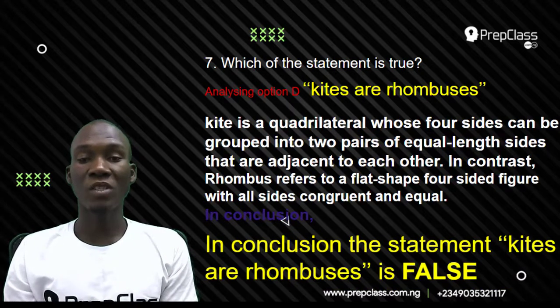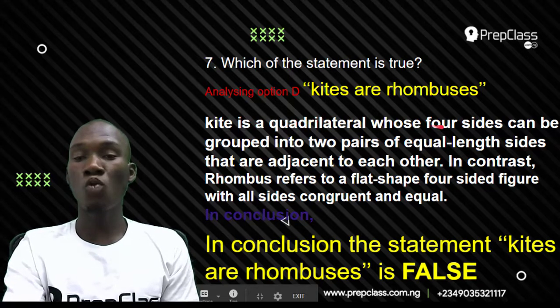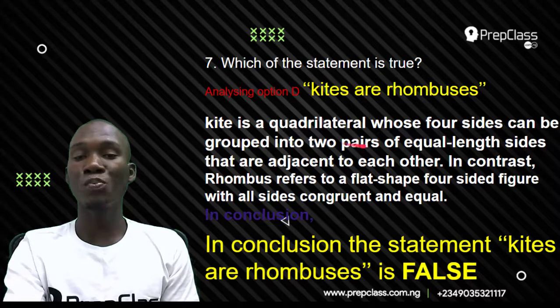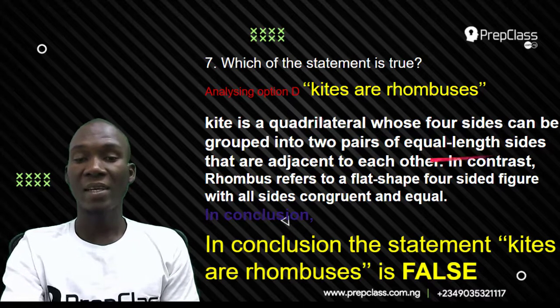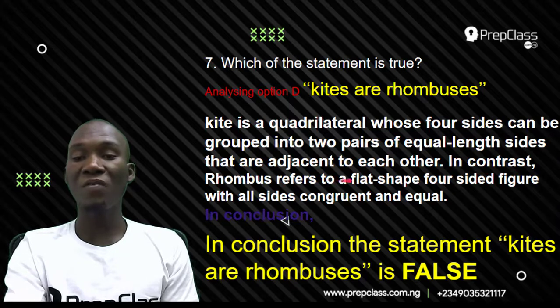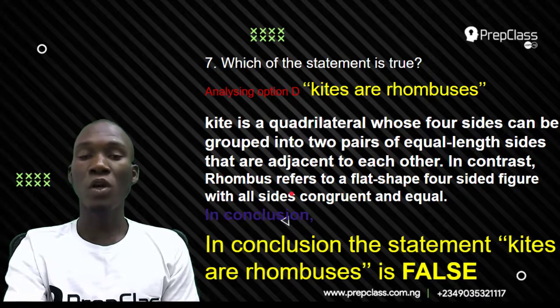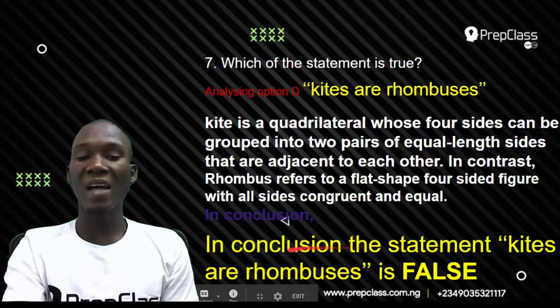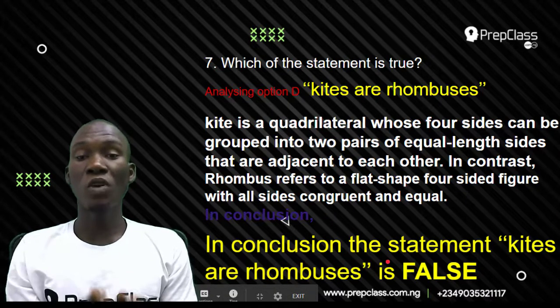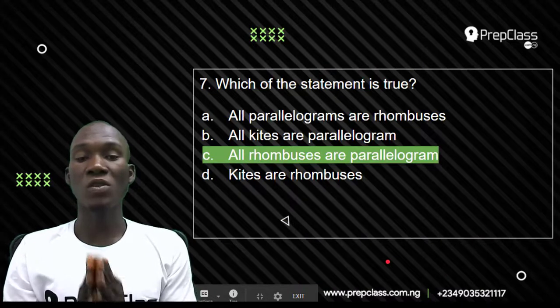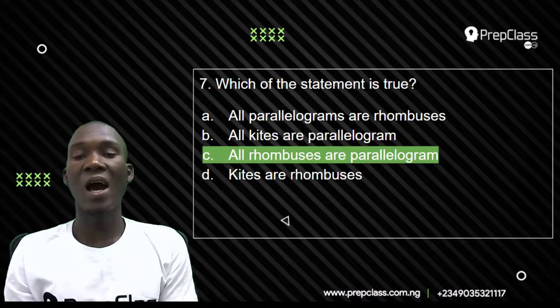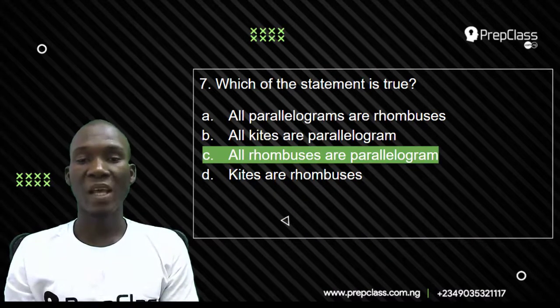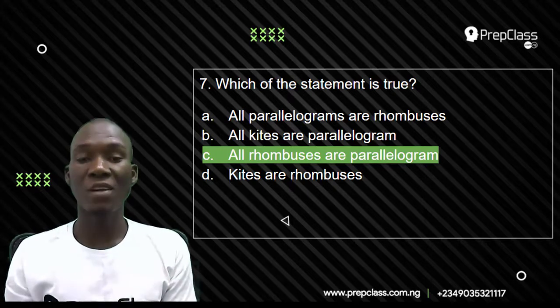Now let's look at option D. Kites are rhombuses. A kite is a quadrilateral whose four sides can be grouped into two pairs of equal length sides that are adjacent to each other. In contrast, a rhombus is a flat-shaped four-sided figure with all sides congruent and equal. So this means that the statement kites are rhombuses is false. So the only statement that is true is option C. All rhombuses are parallelograms. And that is how you answer this kind of question.